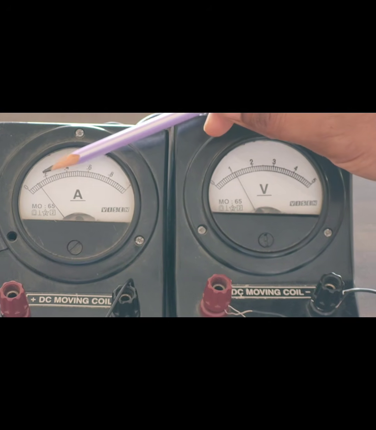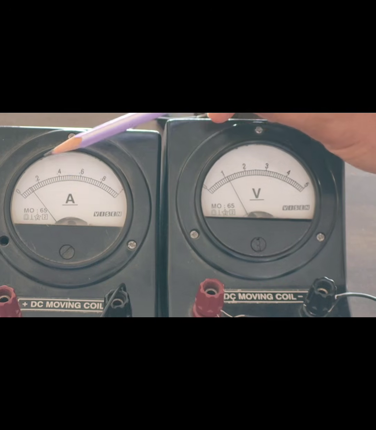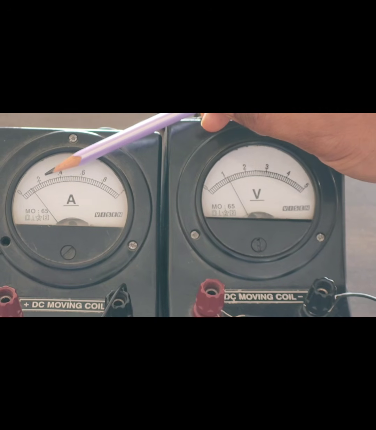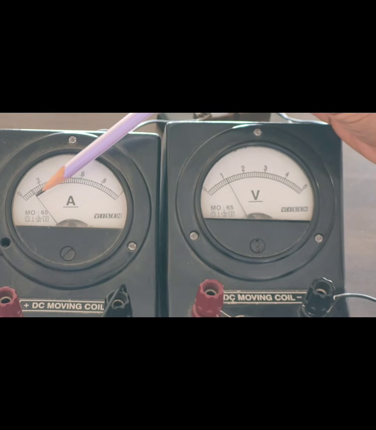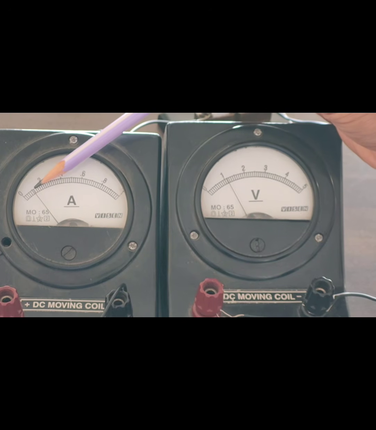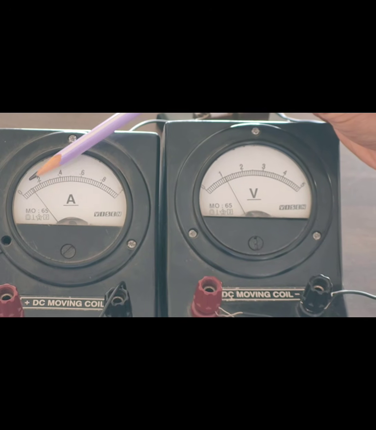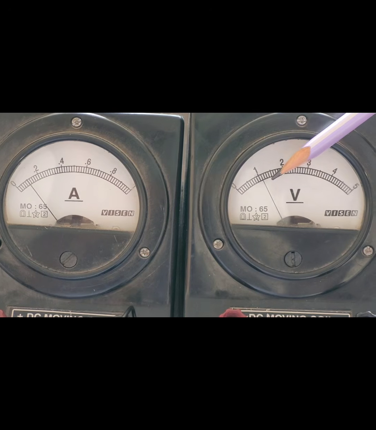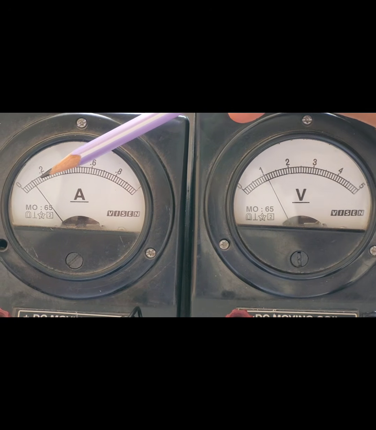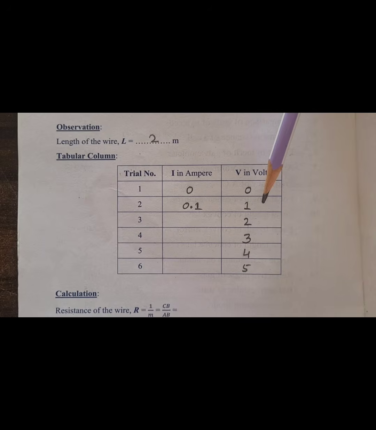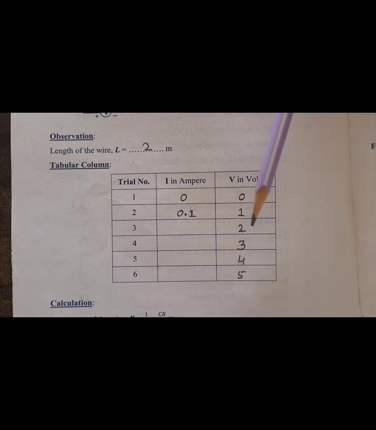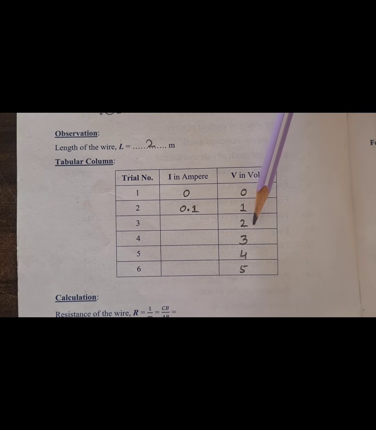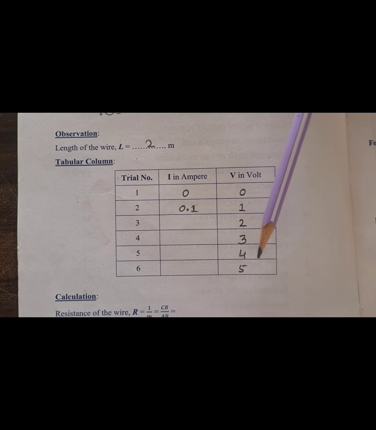So the needle is exactly on the 5th division. One division value is 0.02. You can observe 0.02, 0.04, 0.06, 0.08, 0.1. So 5th division value is 0.1. Voltage is 1 volt and the value of current is exactly 0.1 ampere. We have set voltage for 1 volt and the value of current is 0.1 ampere. Similarly, we should change the value of voltage using rheostat for 2, 3, 4 and 5 volt.